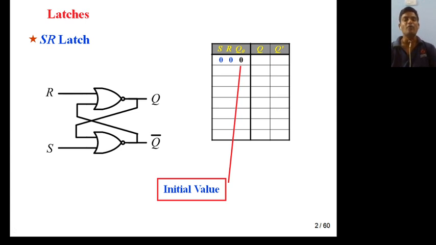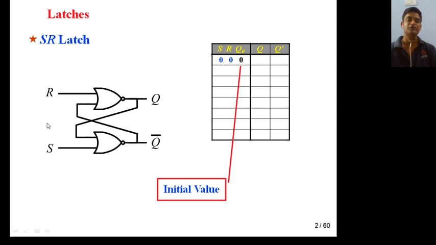Now you know the basic property of NOR gate. What is the basic property of NOR gate? If any one input is high, output will become 0 irrespective of the other input values. So by using this concept we will determine the value of Q and Q dash. There are two possible values of Q0, 0 and 1. First we will determine for 0 0.